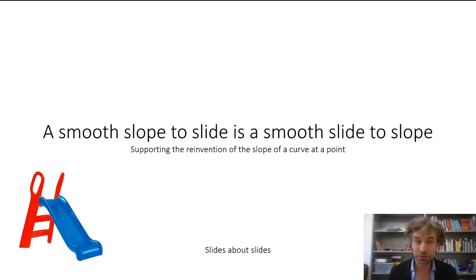So the title of my talk, which is supposed to be a workshop, but unfortunately, because of the way it's set up now, being online, it will be a bit more like a presentation, I'm afraid. The title is A Smooth Slope to Slide is a Smooth Slide to Slope. So this is actually grammatically correct, even though it might seem, especially in the end, that it's wrong. But it means that I hope that this lesson will, in the end, be a smooth slide towards the notion of slope. I like to play with words, so the subtitle of this workshop is Slides About Slides.